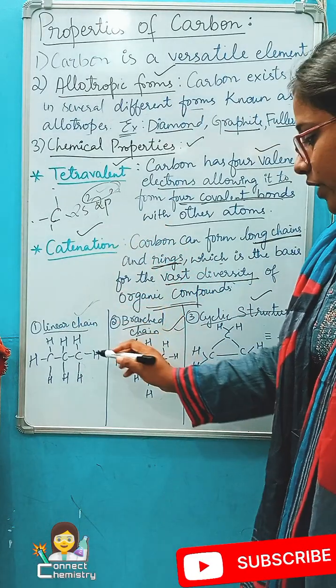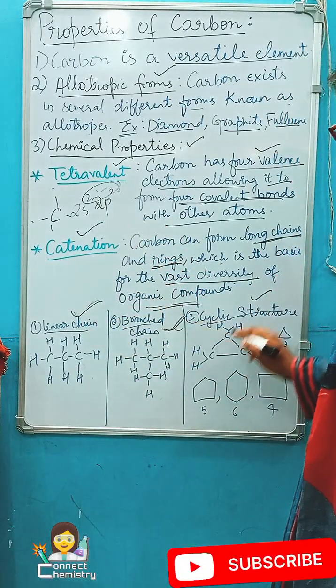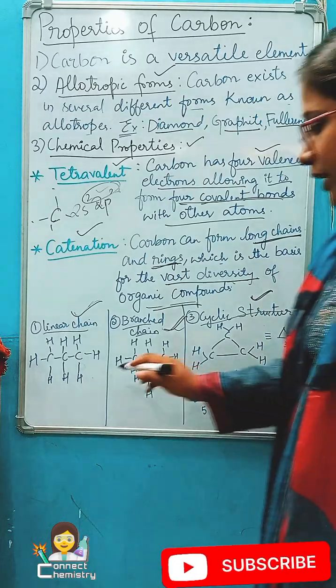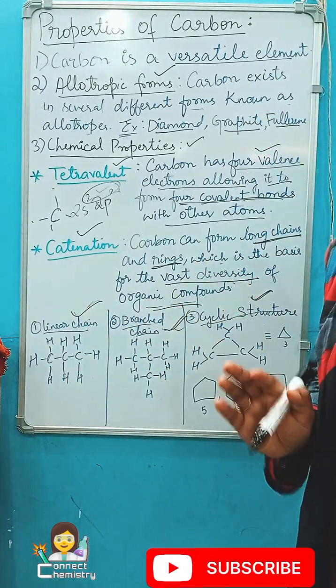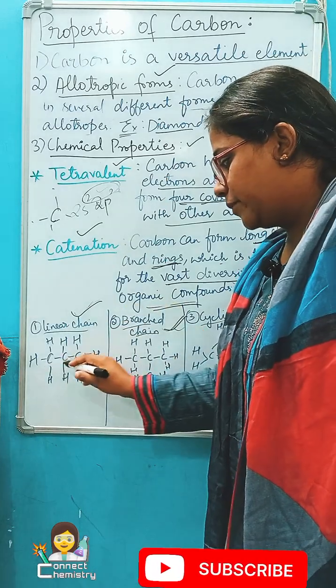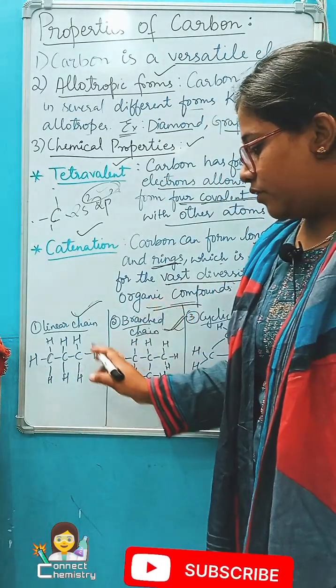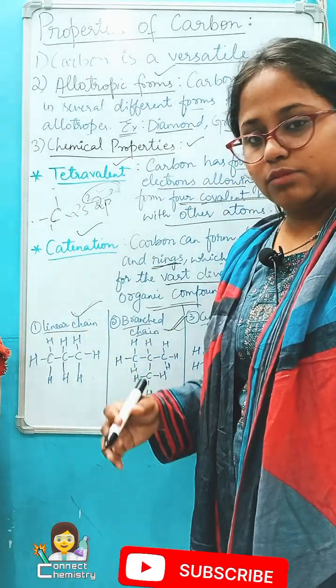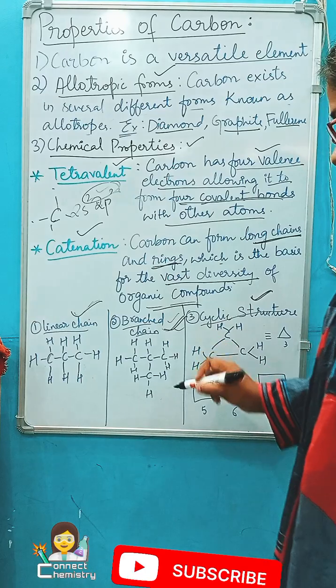In catenation, we have 3 types of chain, that is linear chain, branched chain and cyclic chain. Linear chain is nothing but a straight chain. Linear chain is also known as a straight chain, where carbons are joined or connected in a straight chain, also bonded to other atoms. The next chain is branched chain.